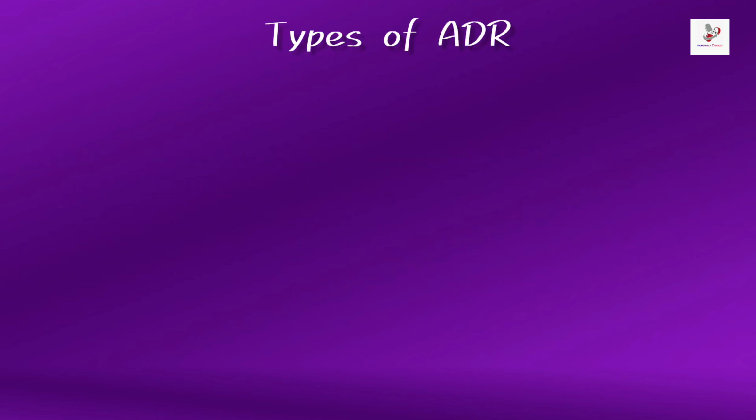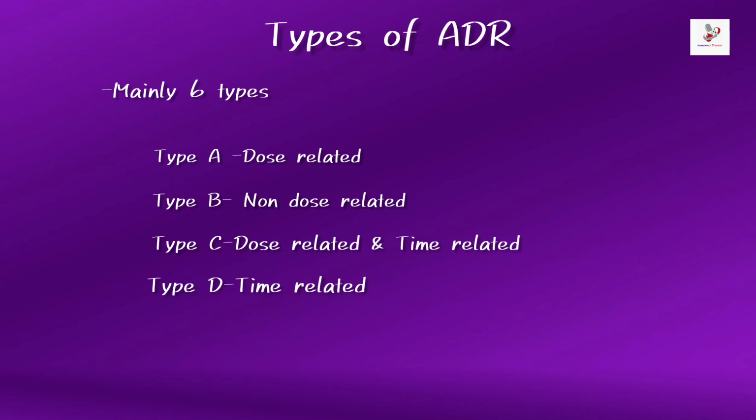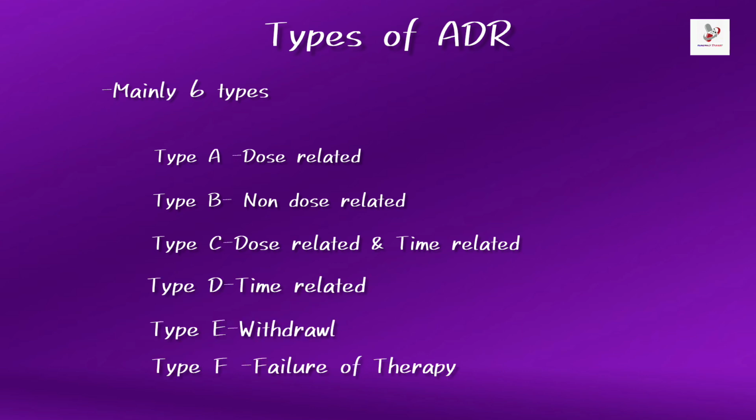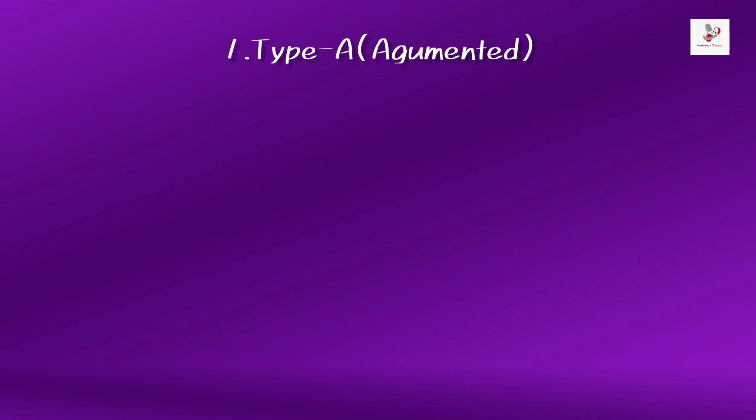Types of ADR. They are divided into six types. Type A dose related, type B non dose related, type C dose related and time related, type D time related, type E withdrawal, type F failure of therapy. And they are mainly divided into six types which are dependent upon their functional characteristics. Type A refers to the augmented.